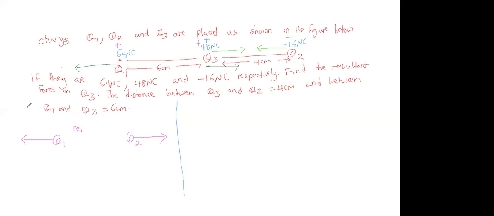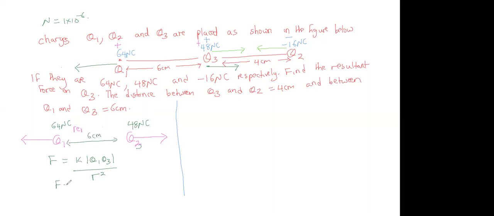So I'm going to first find out the force between Q1 and Q3. This is 48 microcoulomb and this is 64 microcoulomb. Those who have just come in, we have said that a micro means 1 × 10^-6. So the force between the two is F equals K times the magnitude of Q1 Q3, out of the distance between them, R squared. The distance between the two here is 6 centimeters.